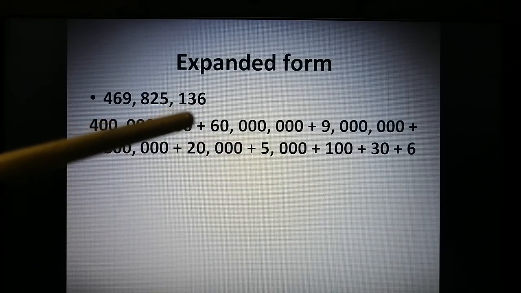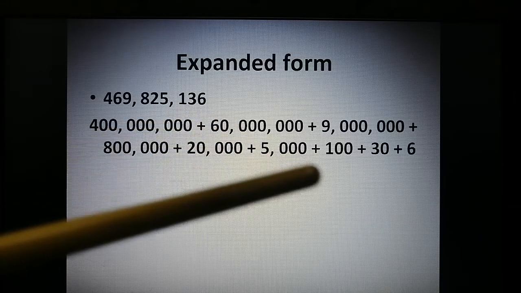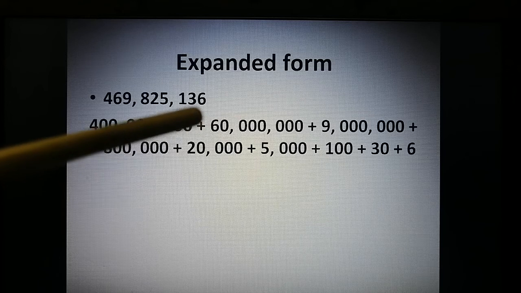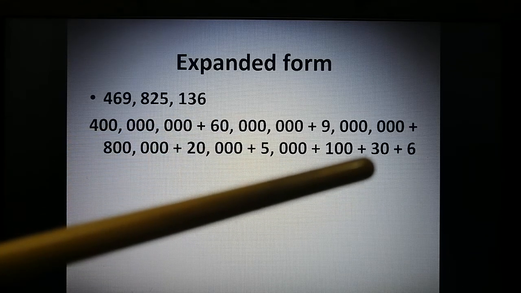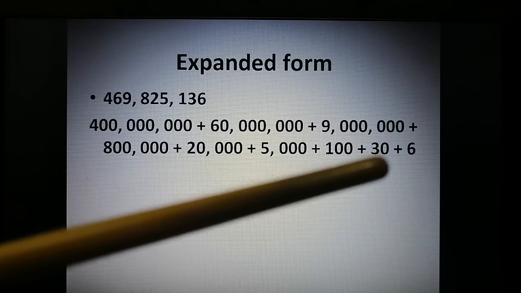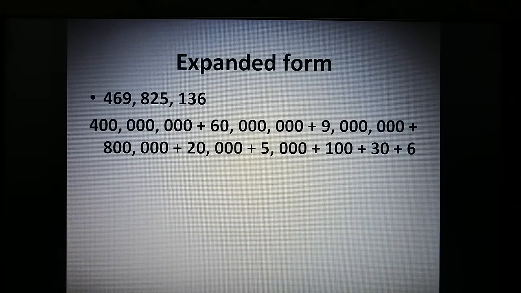Next number is 1. So I am writing 1. How many numbers after 1? 2. So I am writing 2 zeros. And second last number is 3. And how many numbers after 3? 1. So I am writing 1 zero. And last number is 6. Any number after 6? No. So 6 is single. Understand? This is the way to write the numbers.